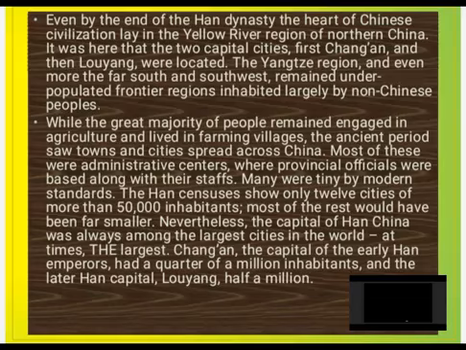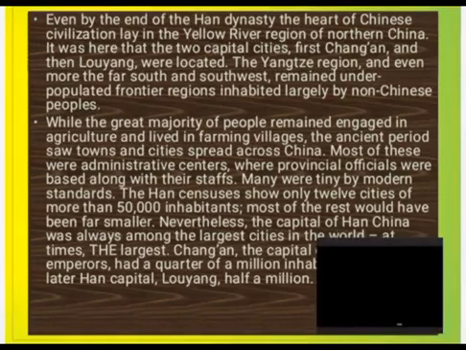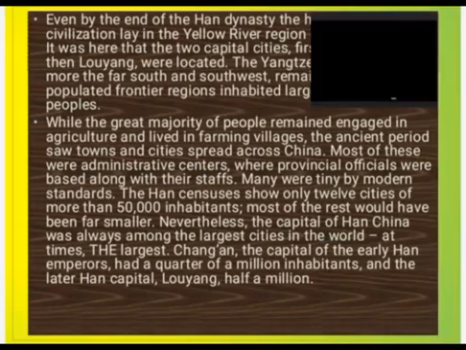While the great majority of people remained engaged in agriculture and lived in farming villages, the ancient period saw towns and cities spread across China. Most of these were administrative centers, where provincial officials were based along with their staffs. Many were tiny by modern standards. The Han censuses show only 12 cities of more than 50,000 inhabitants. Most of the rest would have been far smaller.